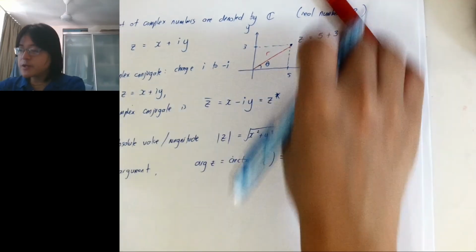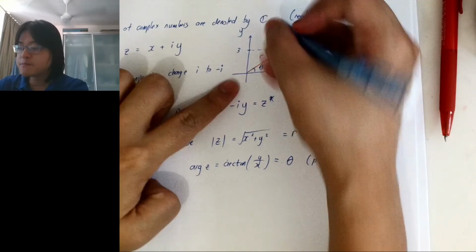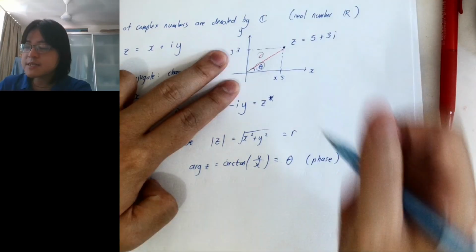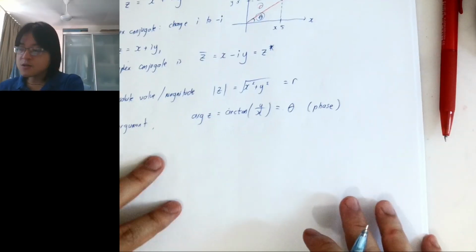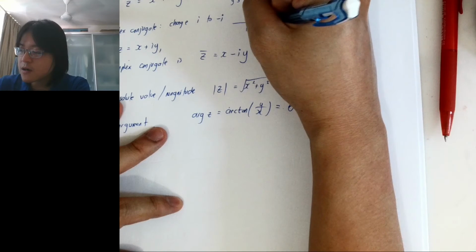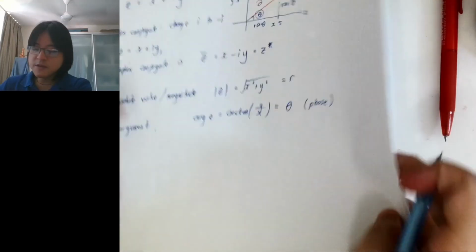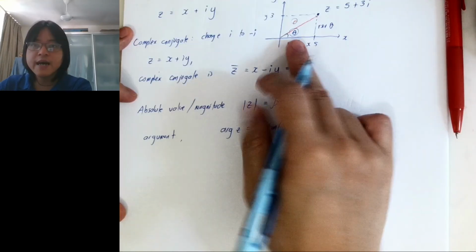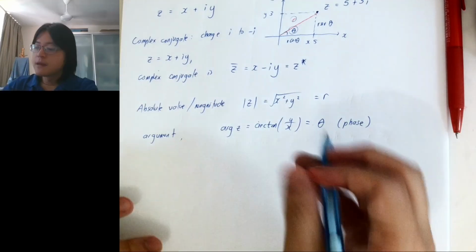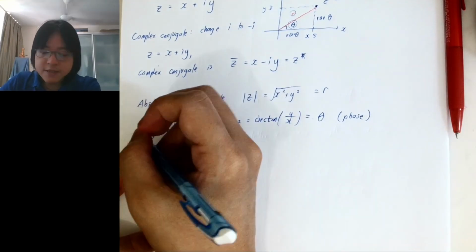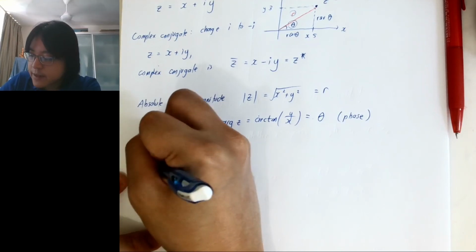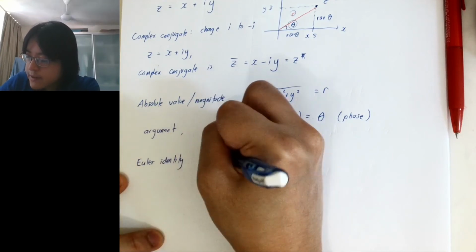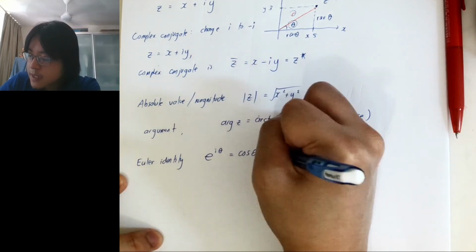Okay, so we notice that there are two ways to write down a complex number, right? You can give it an x and y component, or you can express it in polar coordinates. So this is r cos theta, this is r sine theta. A complex number can be expressed either using x and y, or r and theta. And the way to link these two that is quite important to us is the Euler identity, which is e to the i theta equals cos theta plus i sine theta.